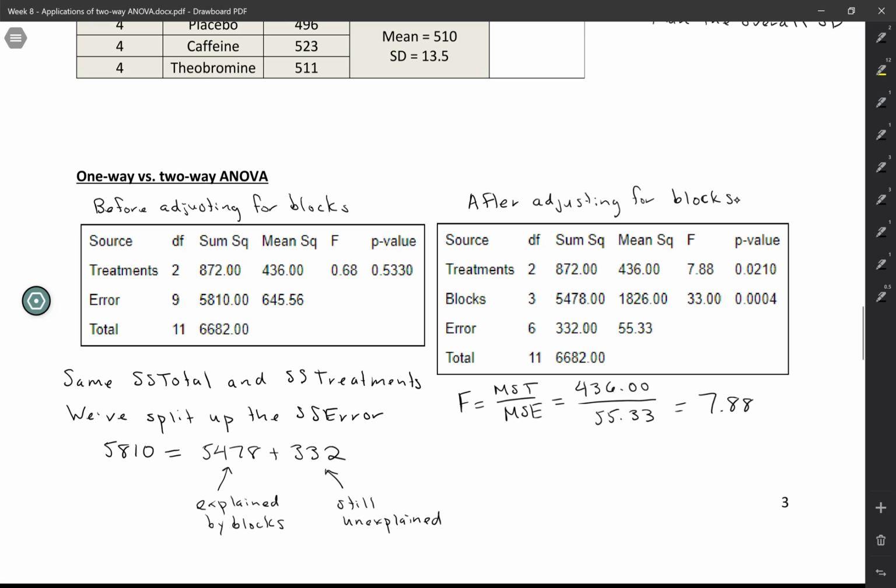And to get that p-value, you would use an F distribution. We would use the one with 2 degrees of freedom for the numerator, because that's MS treatments, and then 6 degrees of freedom for the denominator, that's MS error. And that's how we would get our p-value. So the p-value is fairly small here, 0.0210.